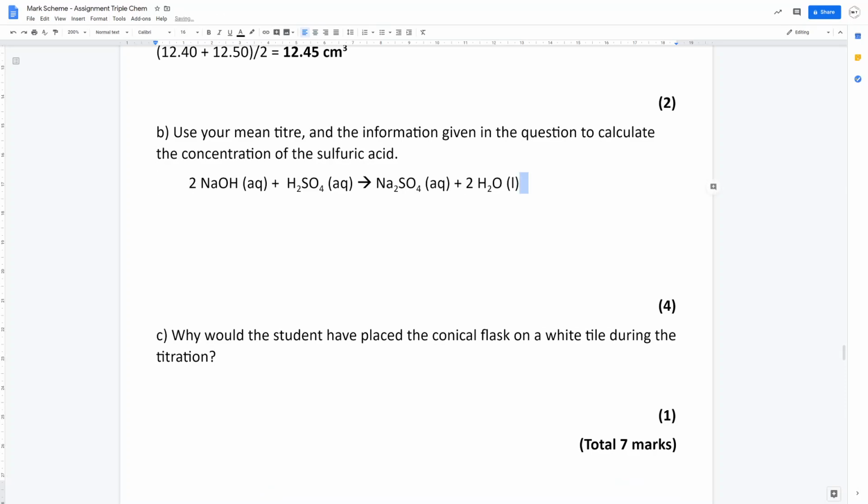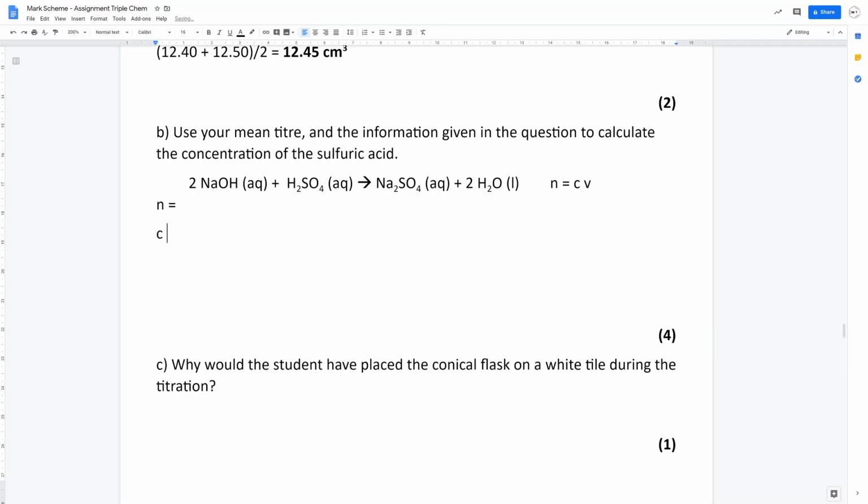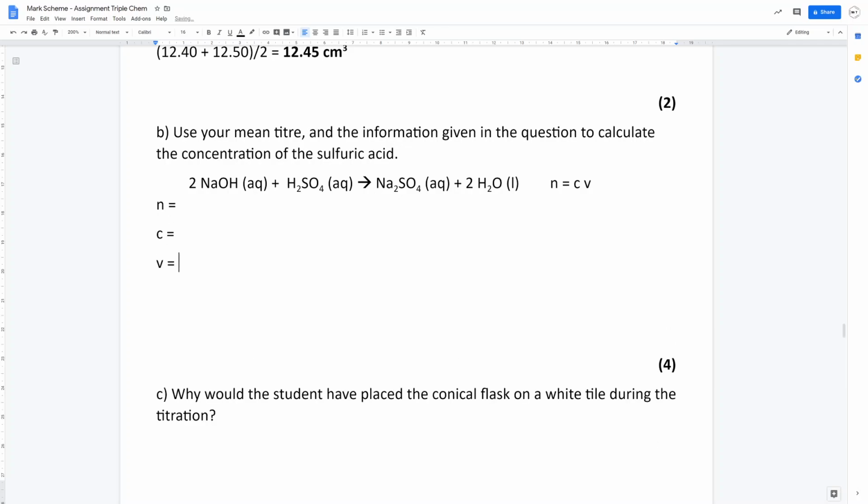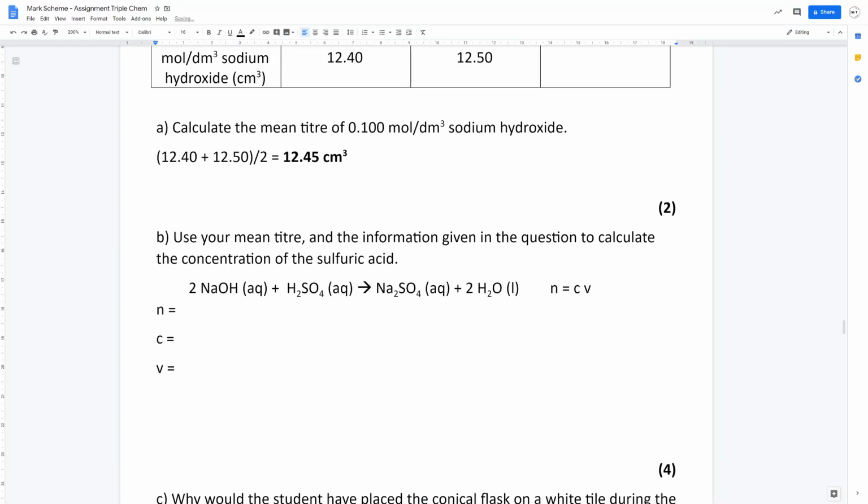Because what we need to do for every single one of these is use the titration equation, which is N equals CV. N equals C times V. N is the number of moles, C is the concentration in moles per cubic decimetre, and V is the volume in decimetres cubed. Remember, to get a volume in decimetres cubed, you do need to divide by 1,000. So I'm going to write along the edges here, N equals, C equals, and V equals. And we'll see what values we know.